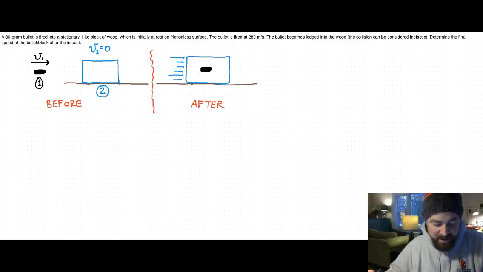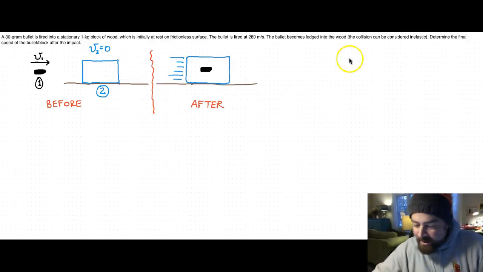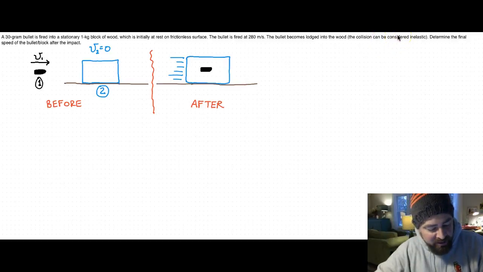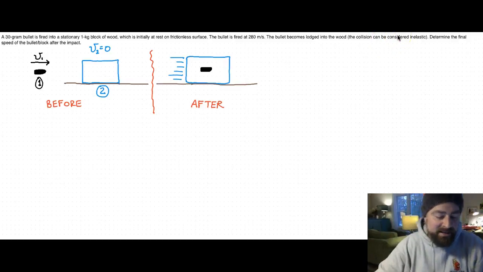Okay, this is a conservation of momentum inelastic collision problem. The problem assigned reads: a 30-gram bullet is fired into a stationary 1 kilogram block of wood, which is initially at rest on a frictionless surface. The bullet is fired at 280 meters per second. The bullet becomes lodged into the wood, so the collision can be considered inelastic. Determine the final speed of the bullet and the block after the impact.